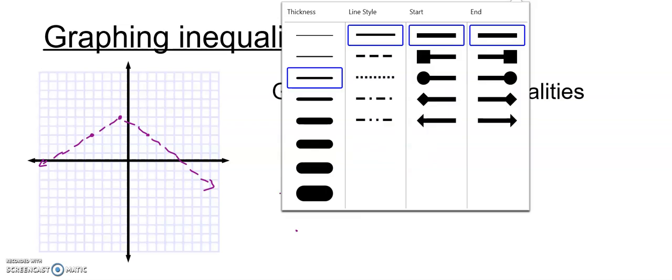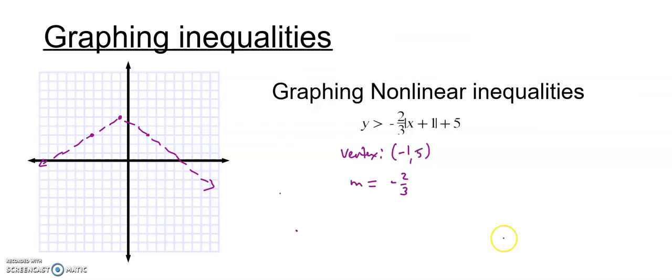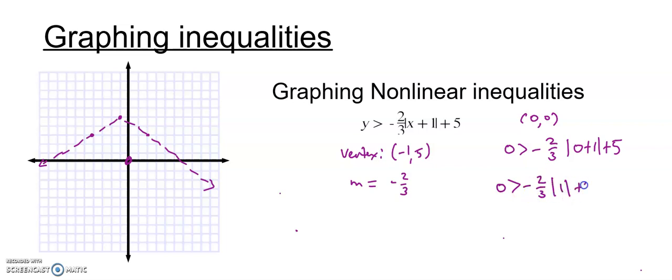Now, if you think about it, there's actually a shorter way other than picking a test point. Maybe you can come up with a conjecture on how you can decide the shading other than the test point. Again, I'm going to pick 0, 0 as my test point, plugging 0 and 0 into the absolute value inequality. I get 0 is greater than -2/3 times the absolute value of 0 plus 1, plus 5.